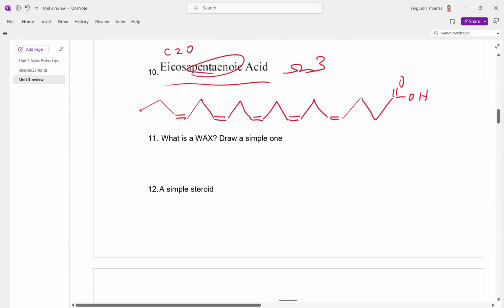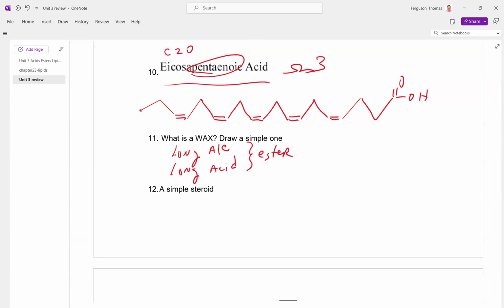Now, what is a wax? Remember, a wax is a really, really long alcohol and a really, really long carboxylic acid forming an ester. So we can have, let's say, C20, I mean, just really long ones. The main thing, though, is there's one ester as opposed to a triglyceride, which has 3 esters in it.